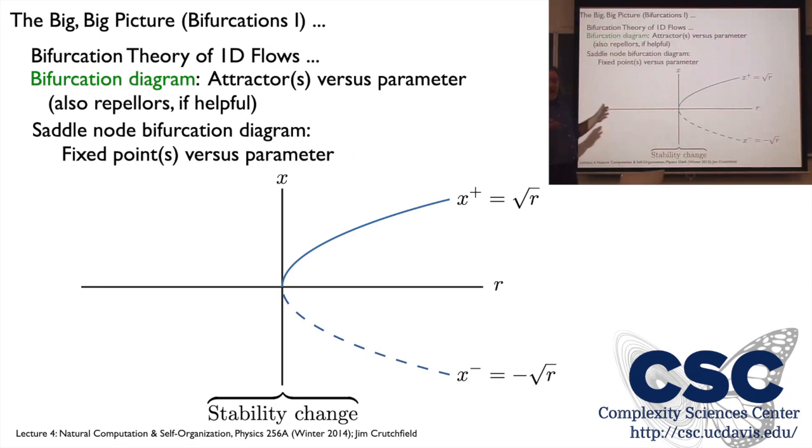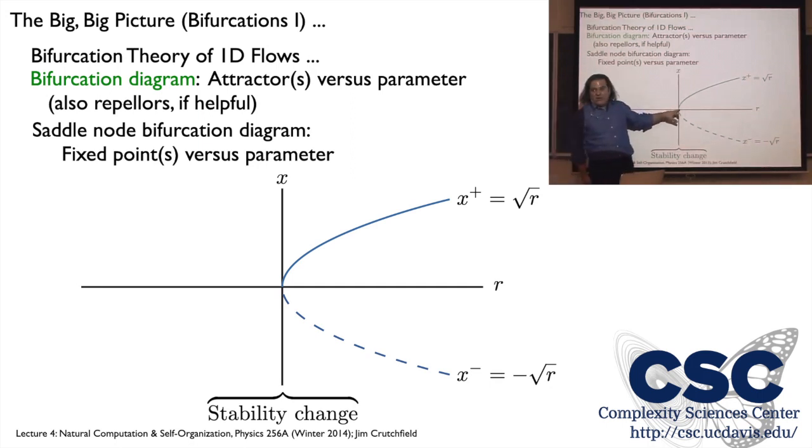So we step back, and what we're going to do is just plot the fixed points, not the whole vector field, but just the fixed points as a function of the control parameter. So here is my state space, and it's one-dimensional. And then here's r. Generally, a bifurcation diagram plots the attractors and repellers as a function of the control parameter. Remember, if r is negative, there's nothing. We just flow off. There's nothing to plot here.